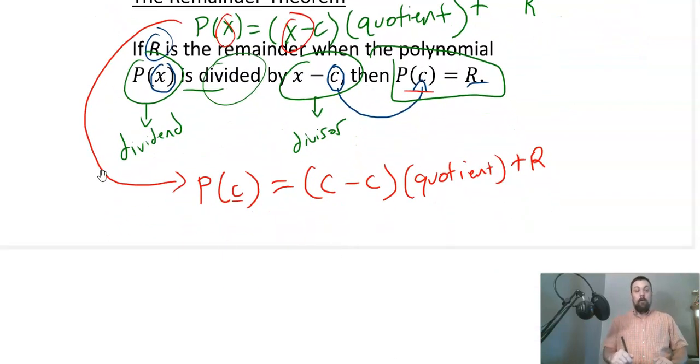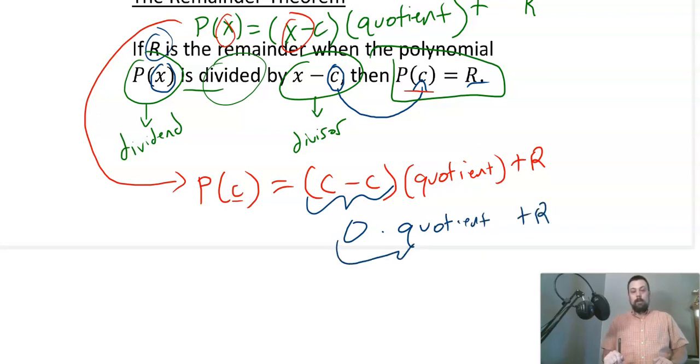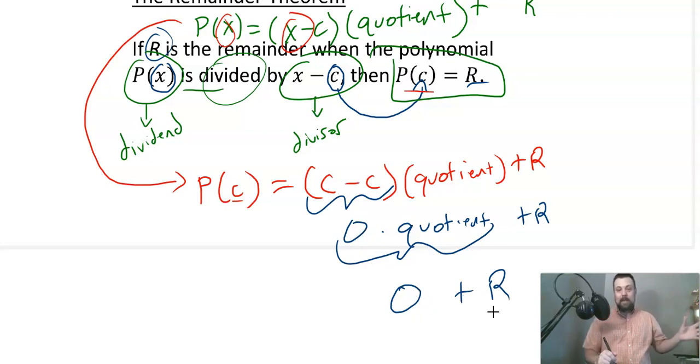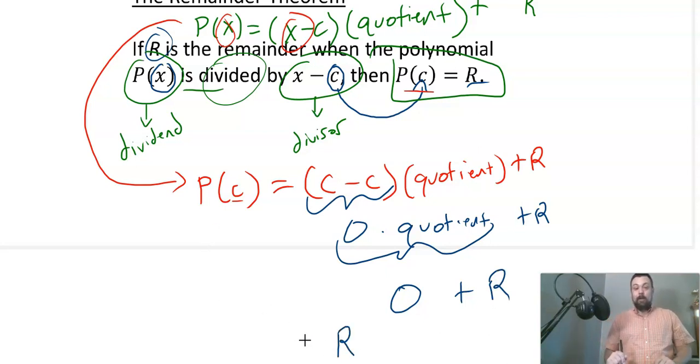Right? Now, we're getting c minus c when we do that, which is 0. 0 times the quotient plus the remainder, right? But 0 times the quotient is still 0. So we get 0 plus r, and this one's kind of funny because I'll say, 0 times the quotient is 0. 0 plus r is what? I'll ask my class that, and they'll say 0 because everything's been 0 so far. But 0 plus r is r, right? It's going to be r.